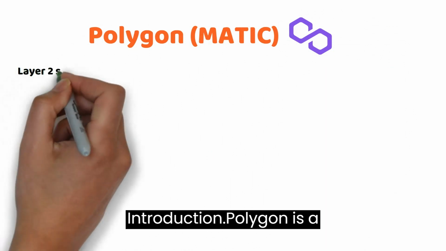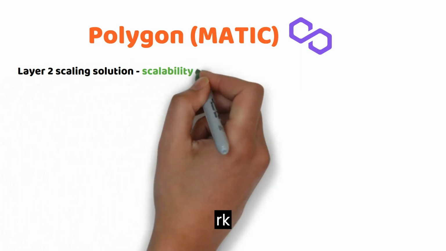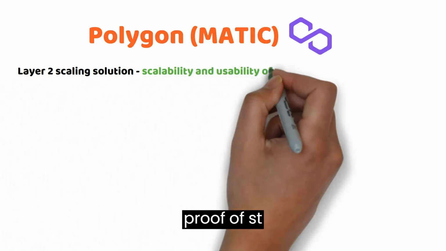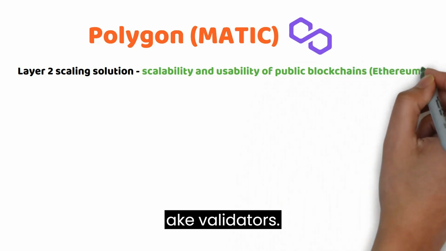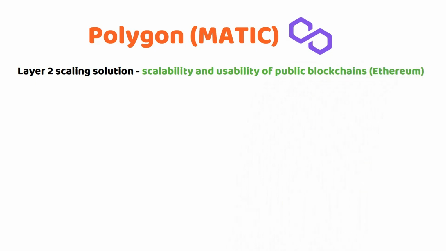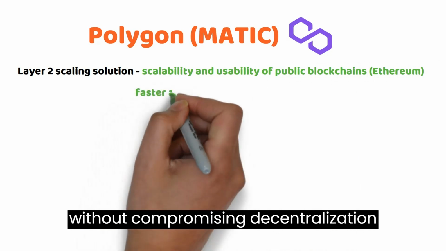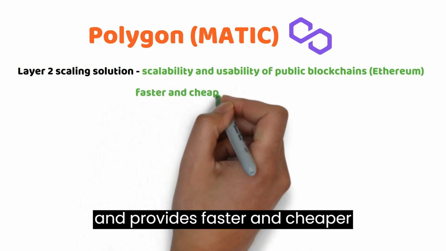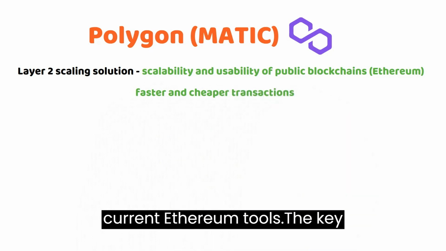Let's get started. Introduction. Polygon is a Layer 2 scaling solution that improves the scalability and usability of public blockchains by utilizing sidechains for off-chain computation and a decentralized network of proof-of-stake validators. It aims to enhance the existing developer community and ecosystem without compromising decentralization, and provides faster and cheaper transactions with support for all current Ethereum tools.